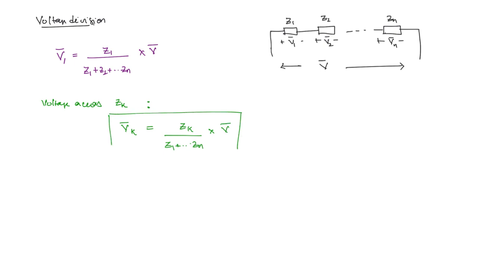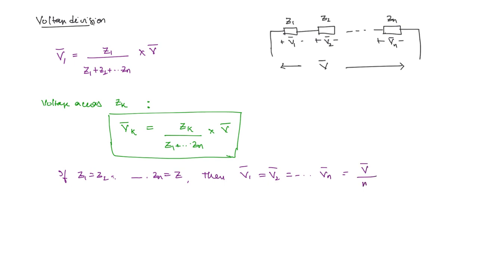Now what if all of the impedances were equal? If all impedances are equal, let us say so on till Zn, which is equal to Z, then you can see equal voltage distribution. Okay. So that means V1 bar is equal to V2 bar, and so on, equal to Vn bar, which is equal to the total voltage divided by the number of impedances in series. Okay. So this is one expression that you need to remember. This is another expression. This is voltage division.